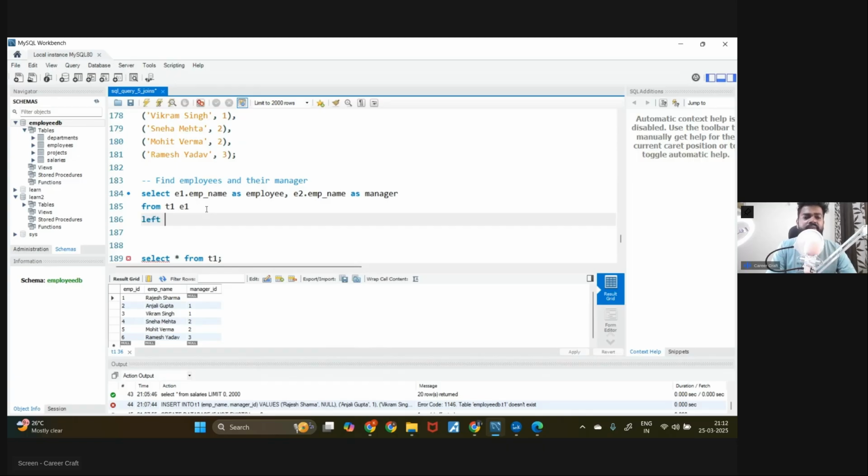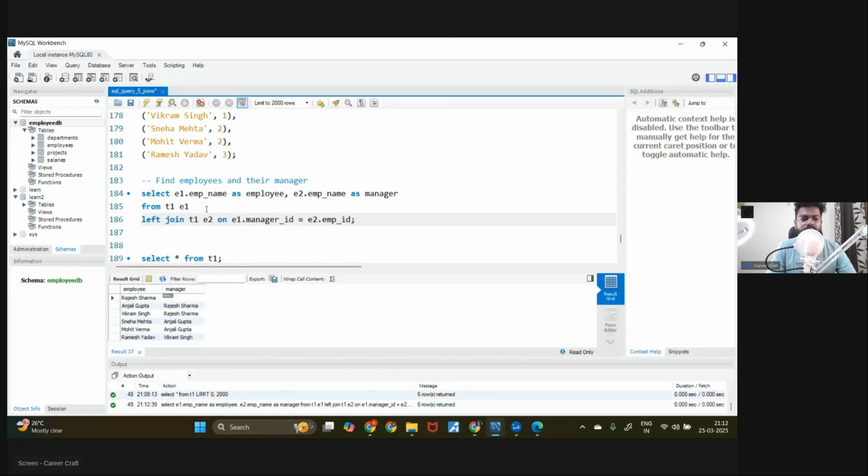Now do a left join, and then again T1 and name it as E2, on E1 dot manager ID is equal to E2 dot employee ID. Done. Now execute this. See here, for this employee there is no manager.